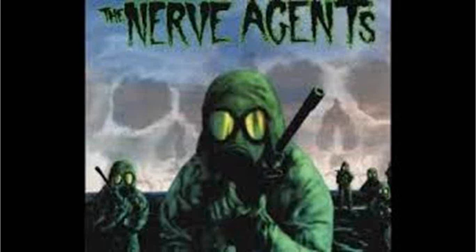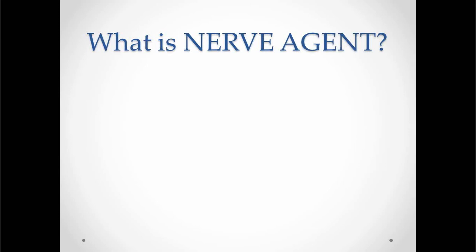In 2017 and 18, nerve agent was in the news for the killing of Kim Jong-nam, half-brother of North Korean leader Kim Jong-un, who died after an assault at Kuala Lumpur International Airport in Malaysia, and the attempted assassination of Russian ex-spy Sergei Skripal and his daughter. What is nerve agent?